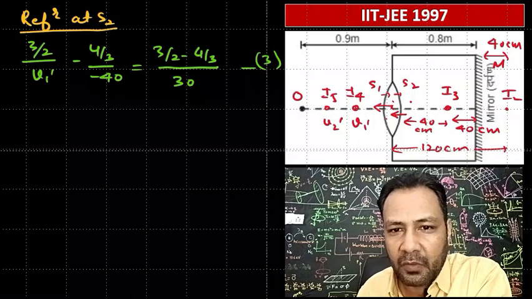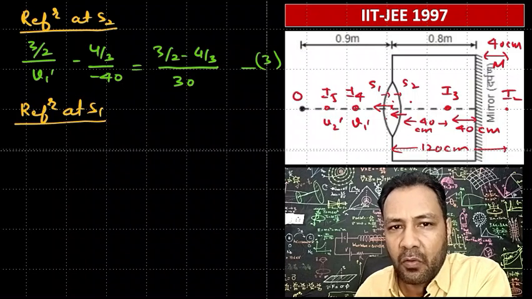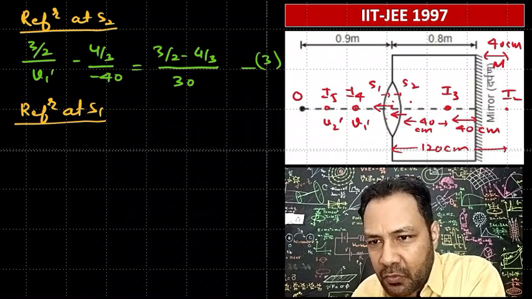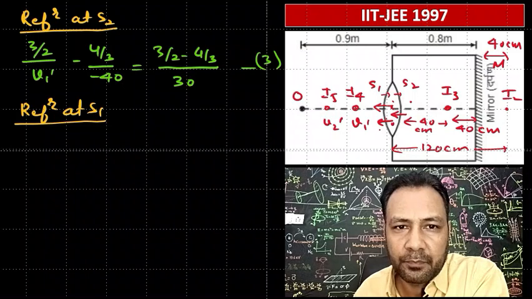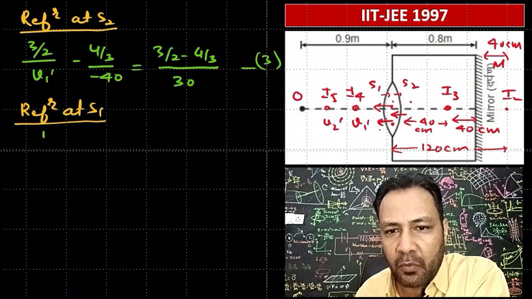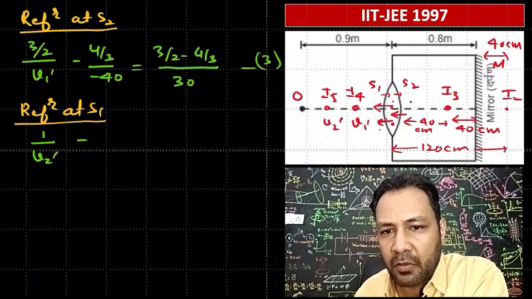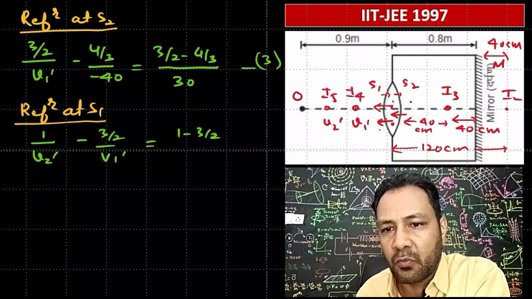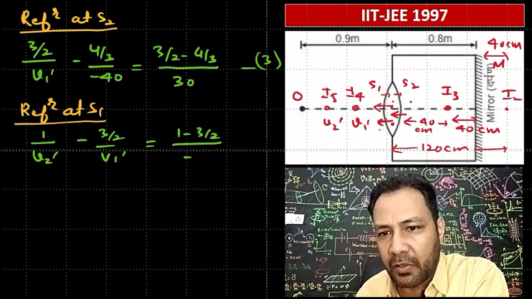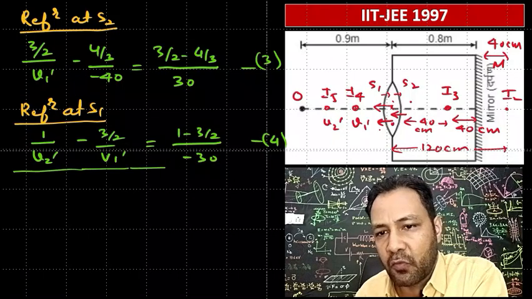And then the last event, refraction at S1. For this event, now the ray goes from this lens to air. So 3 by 2 is mu i and 1 is mu r. So 1 upon the last image coordinate V2 dash minus 3 by 2 V1 dash is equal to 1 minus 3 by 2 divided by R. For this, R will be minus 30. And then add this equation 3 and 4.